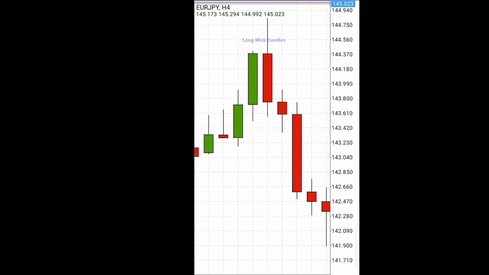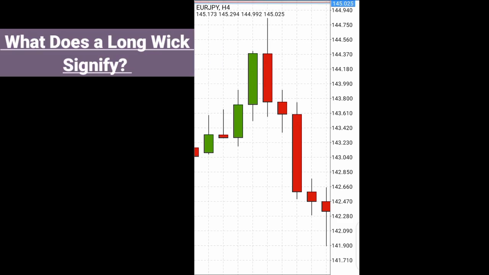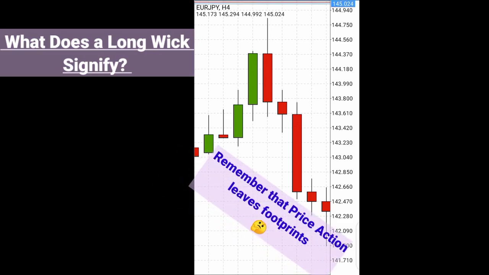I want to talk about long wick candles. Sometimes you see a candle with a very long upper wick or a very long lower wick. What does it signify? How does it help you in trading? You see, price action has everything you need to make a profitable trading.